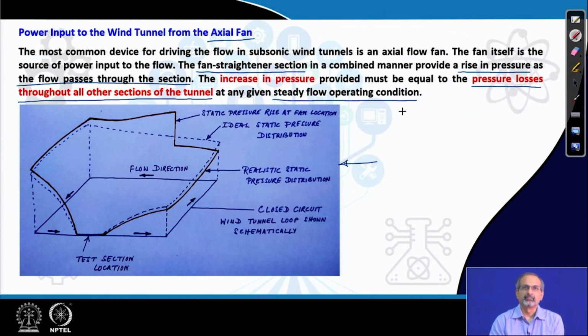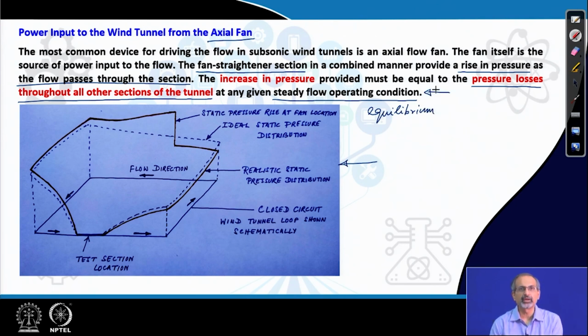That means the power input at the fan end is exactly balanced with the power losses in the remaining components of the wind tunnel. That brings in an equilibrium, which we are stating as a steady flow operating condition.